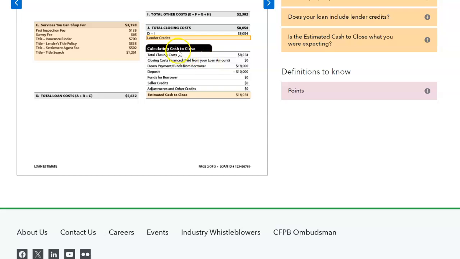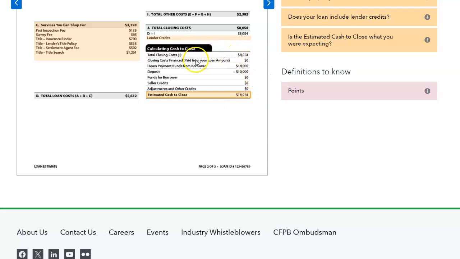And then if you go calculating the cash to close, your total closing costs, your down payment minus your deposit is $16,054. So they're not getting any concessions here from the seller. So they're paying the $18,000 down payment, the $8,054 in closing costs and prepaids, and that's a $16,054 cash to close. So that gives you a pretty good idea of what to expect.